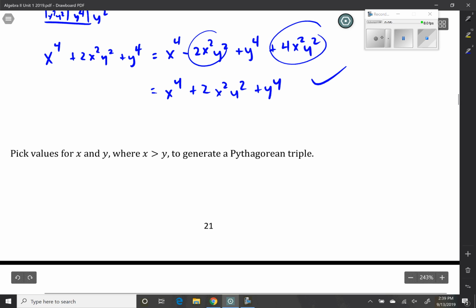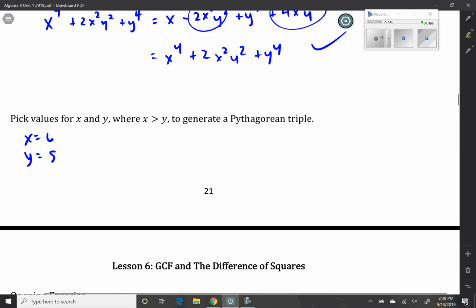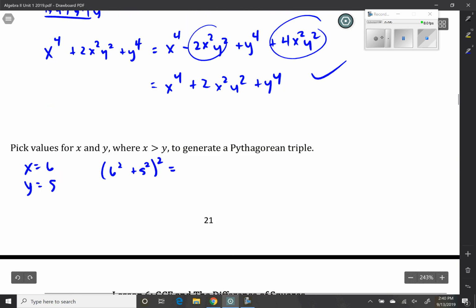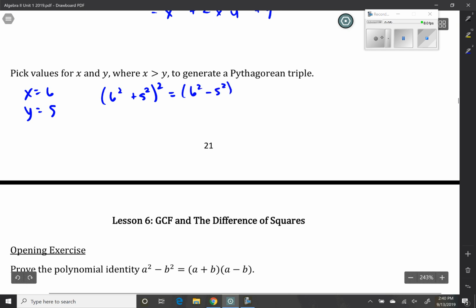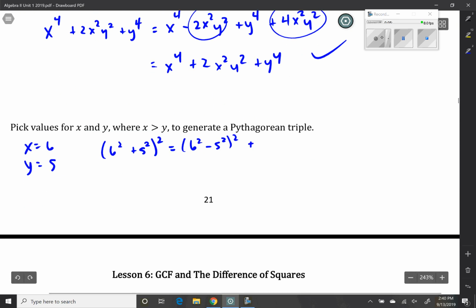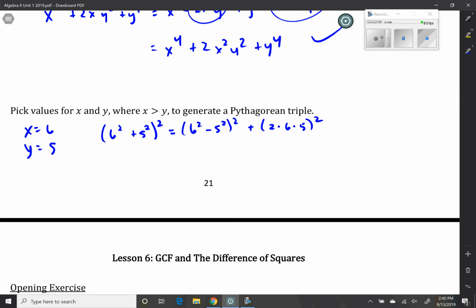The last part says pick values for x and y where x is greater than y to generate a Pythagorean triple. So if I make x 6 and y 5, this should make a Pythagorean triple. So if I do 6 squared plus 5 squared, quantity squared, that should be equal to 6 squared minus 5 squared, quantity squared, plus 2 times 6 times 5, squared. So using my calculator here, 6 squared plus 5 squared, squared gives me 3,721. If I do the same thing but minus, that's going to give me 121. And if I do 2 times 6 times 5, squared, that's going to give me 3,600.